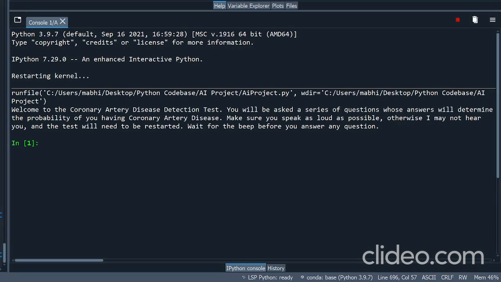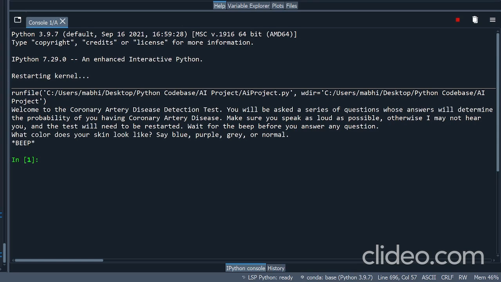Welcome to the coronary artery disease detection test. You will be asked a series of questions whose answers will determine the probability of you having coronary artery disease. Make sure you speak as loud as possible, otherwise I may not hear you, and the test will need to be restarted. Wait for the beep before you answer any question. What color does your skin look like? Say blue, purple, gray, or normal.